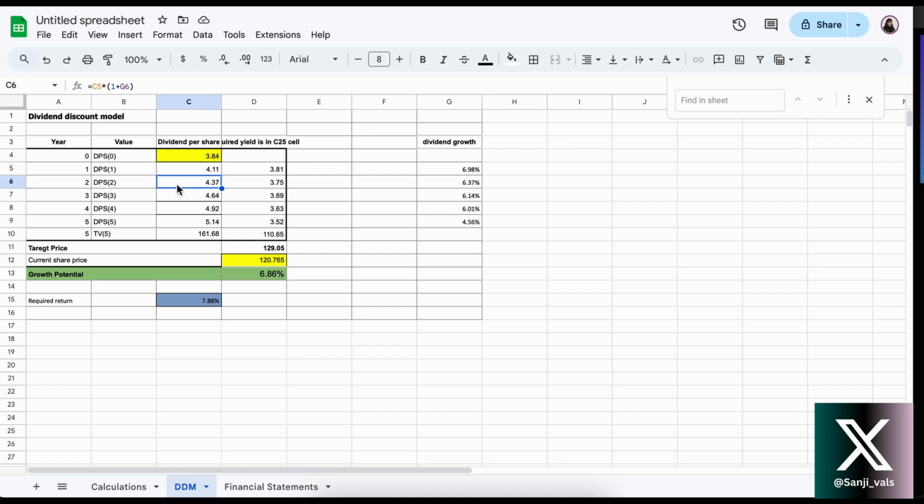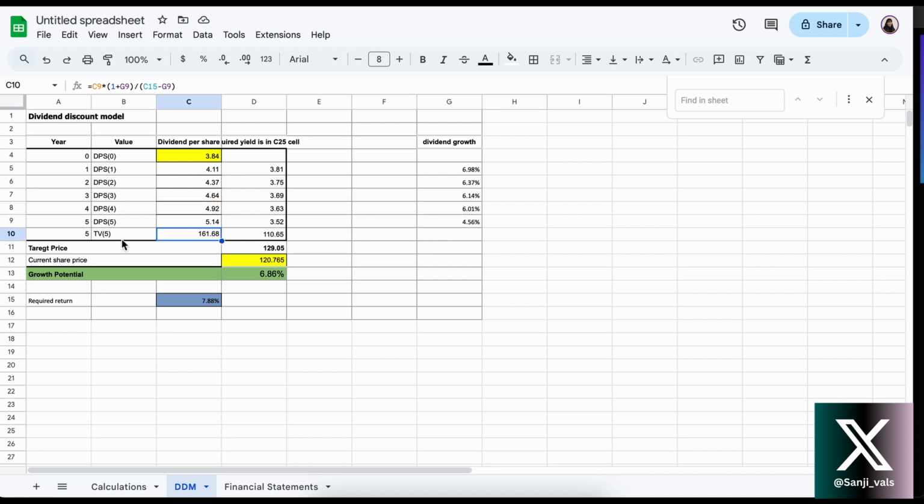Now for the second year, you take the forecasted dividend for the first year multiplied by 1 plus the dividend growth rate for the second year that we calculated previously. Then for the third year, you take the last forecasted dividend payment multiplied by 1 plus the dividend growth rate for the third year. For the fourth year, this is the formula. You can see 4.64 multiplied by 1 plus the growth rate for the fourth year. And for the 5th year, we take the dividend forecasted for the 4th year multiplied by 1 plus the dividend growth rate for the 5th year.